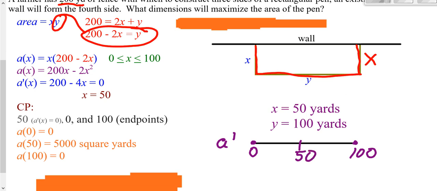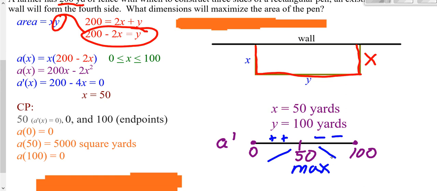Then you try a number between 0 and 50, like 25, plugging it into your derivative. 200 minus 4 times 25 would be 200 minus 100, which is positive. So we'd be going up. Try a number in between, like 75. Plug 75 in here. 200 minus 4 times 75, which would be negative. So we'd be going down. So we'd have a max right here at 50.